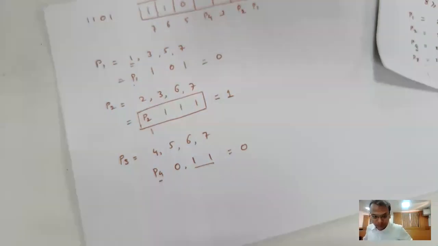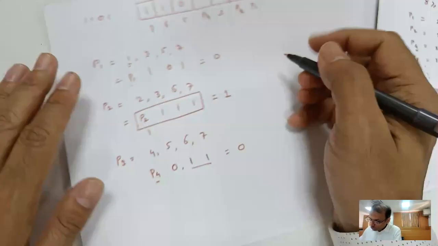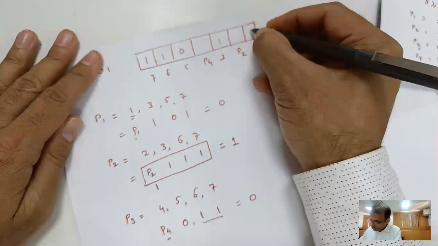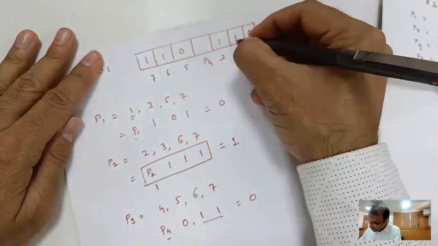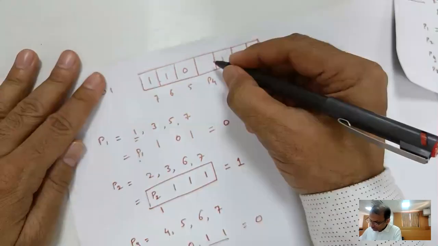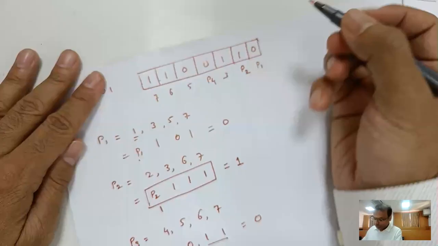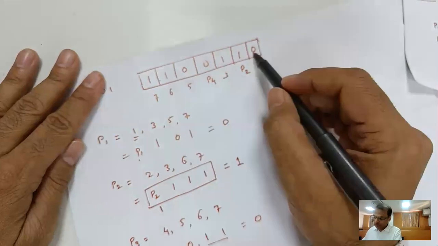Any doubts here? And now what you have to do is, before sending the data, you put these values. P1 value is 0, P2 value is 1, and P4 value is 0. So you have to send this data to the receiver.